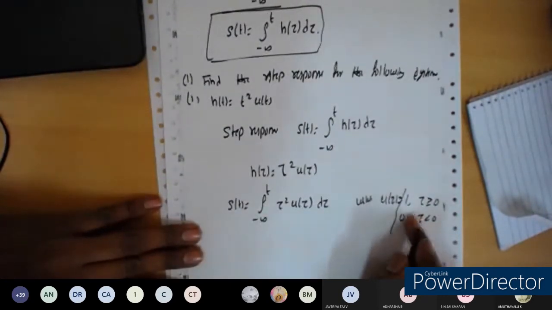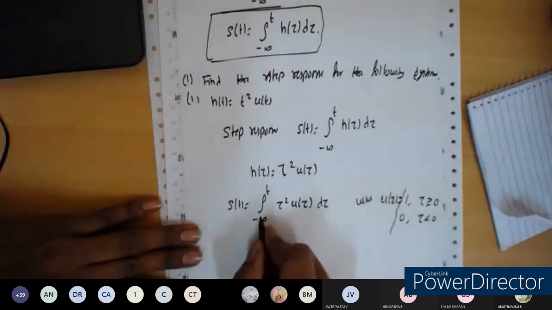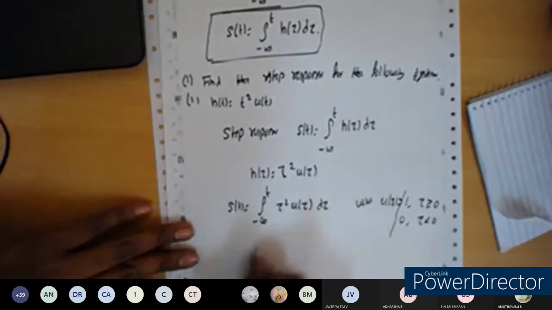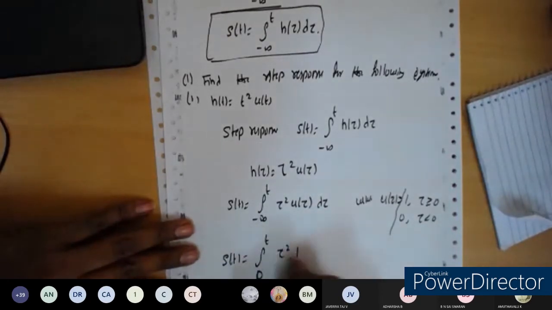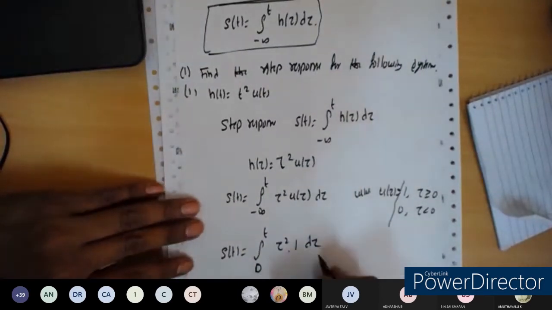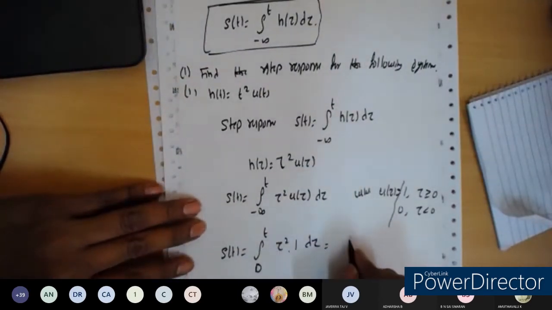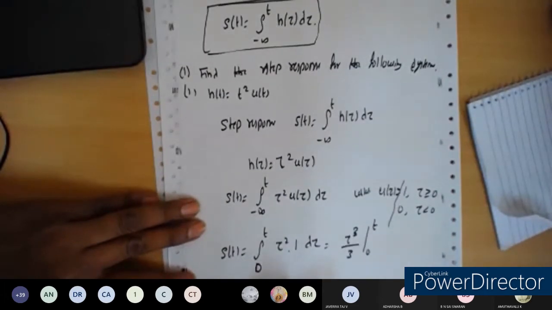Okay, so we are taking u of tau equal to 1 for tau greater than or equal to 0. Tau was taking the value from minus infinity, and I'm going to change this to 0. So the step response S of t will become the integral from 0 to t of tau square, since the value of u of tau is 1 within this range, into d tau. The integral of tau square is tau cube divided by 3, with the limit from 0 to t. So the step response S of t is equal to t cube divided by 3.